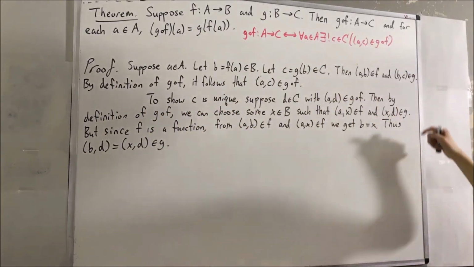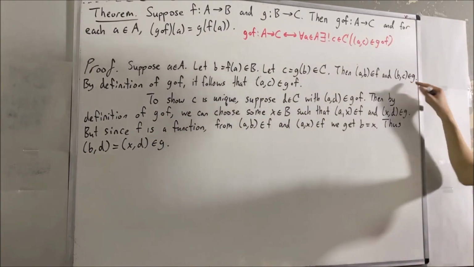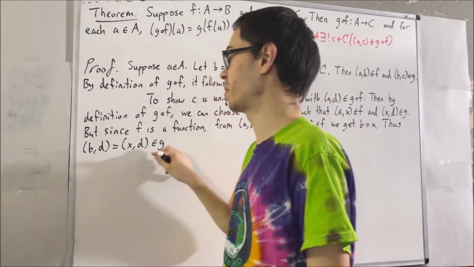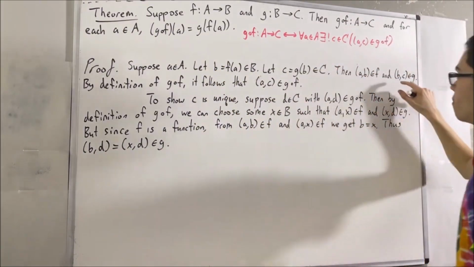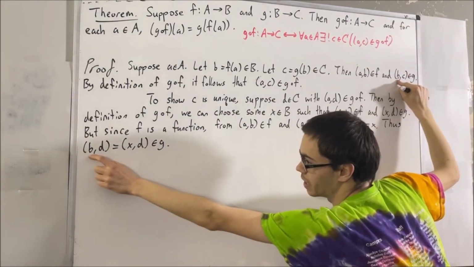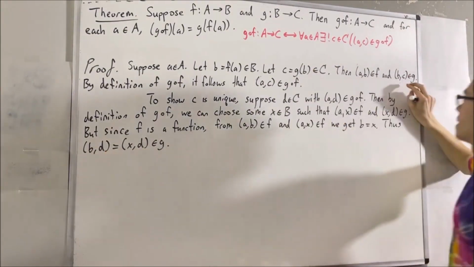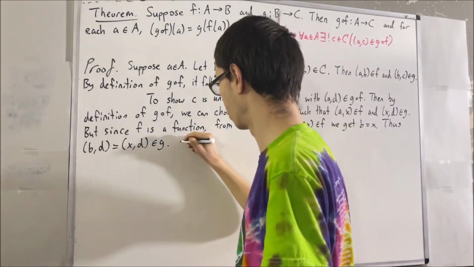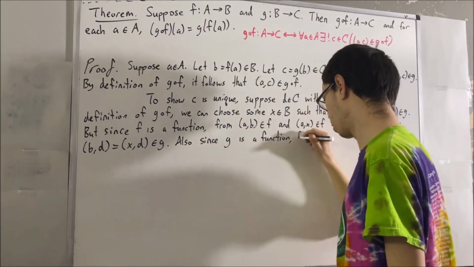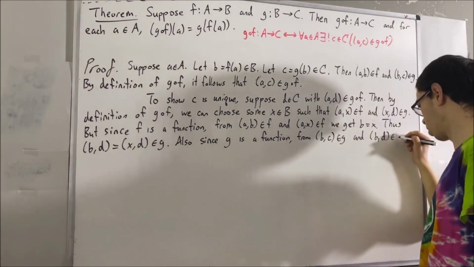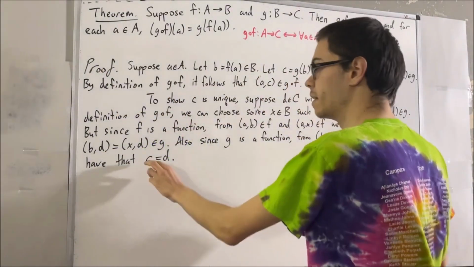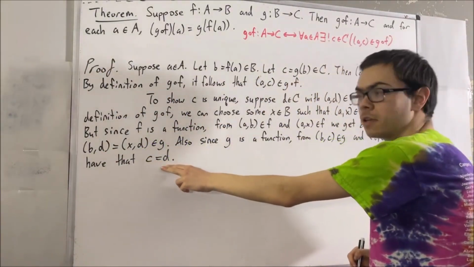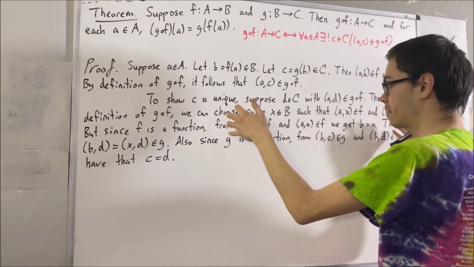And now notice we have that (b, c) is an element of g and (b, d) is an element of g. So because g is a function, we know that b must map to a unique element. So really we have that c equals d. And this is exactly what we wanted to prove. So we have proven uniqueness.